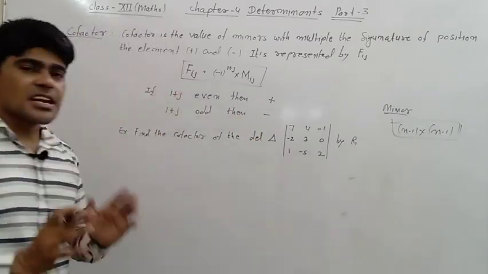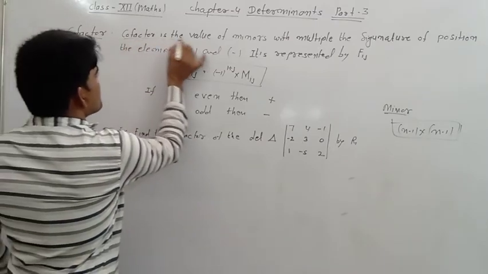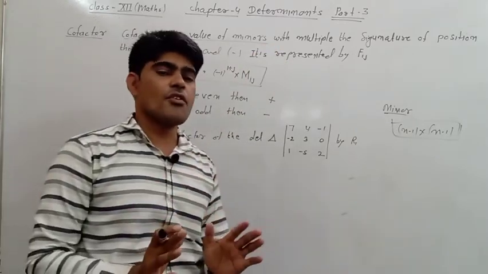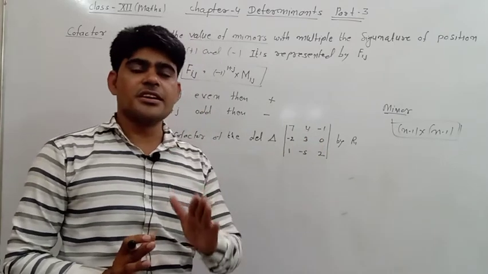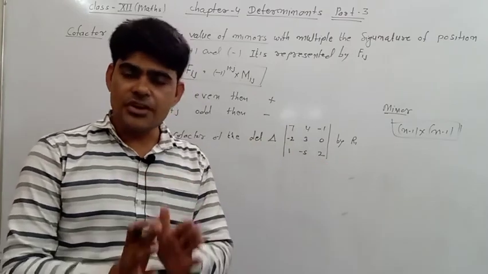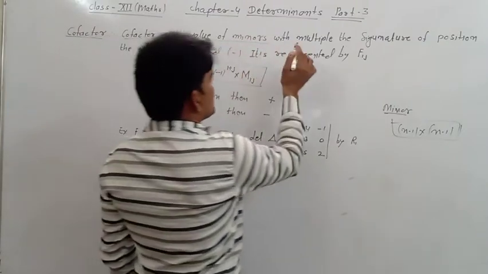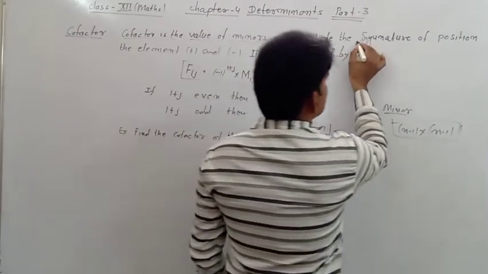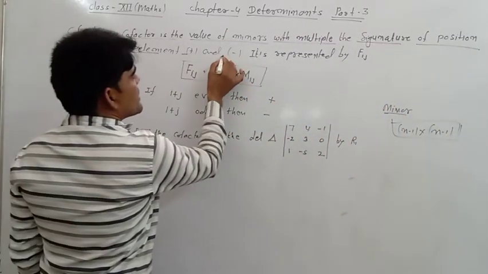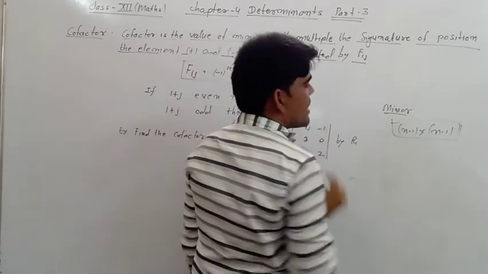And cofactor is the related topic to the minor. Cofactor is the value of minors. It means when we are given a determinant of order n into n, first we find its minor, then we solve the minor. Minor is a subdeterminant, then we solve it. Cofactor is the value of minor multiplied by the sign of the position of the element, positive or negative. It is represented by Fij.